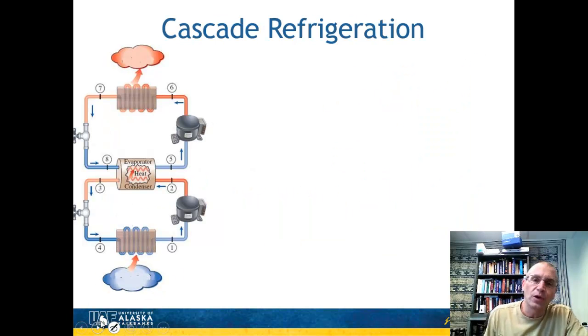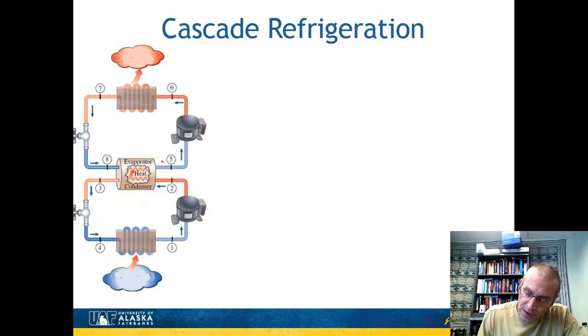So let's go ahead and now look at what's called cascade refrigeration. If we look at, for example, just the top of the diagram here, what you see again is a compressor, a heat exchanger, a throttling valve, and then an evaporator. So it looks like just a typical vapor compression refrigeration system. But below it, we actually have, again, just another standard vapor compression refrigeration cycle.